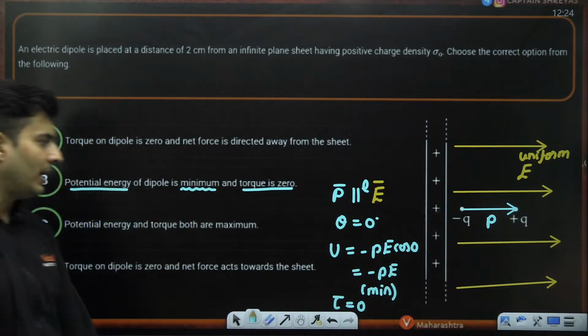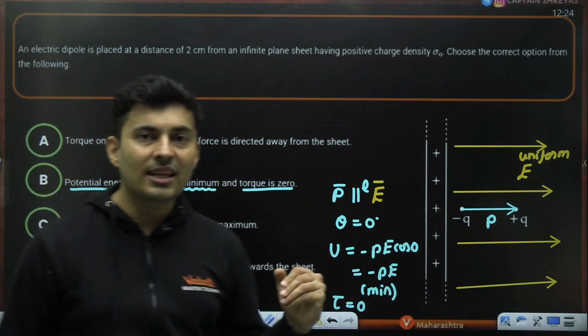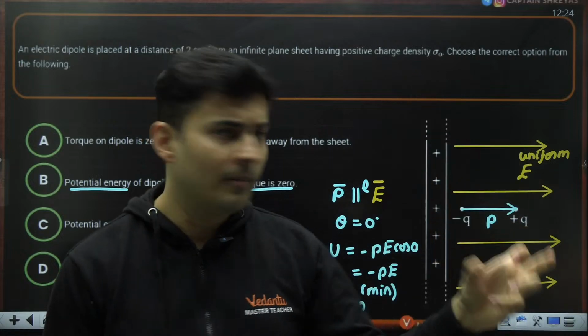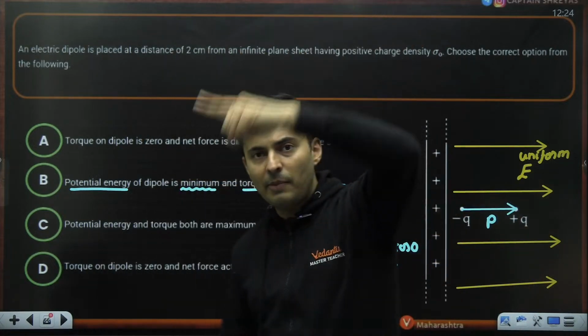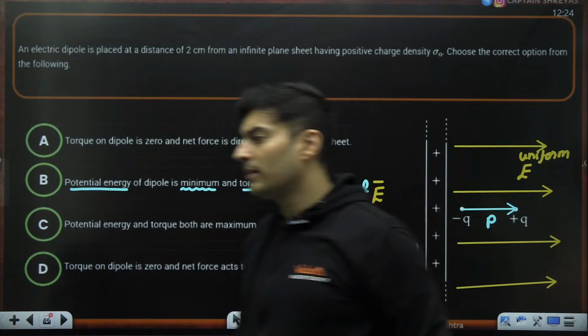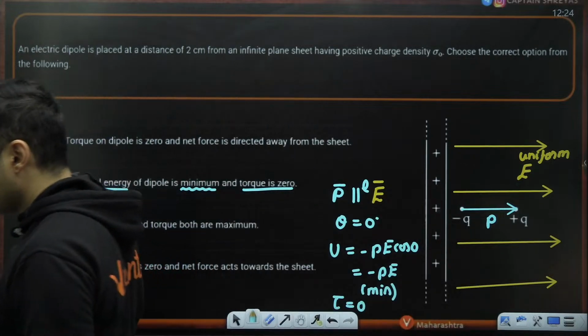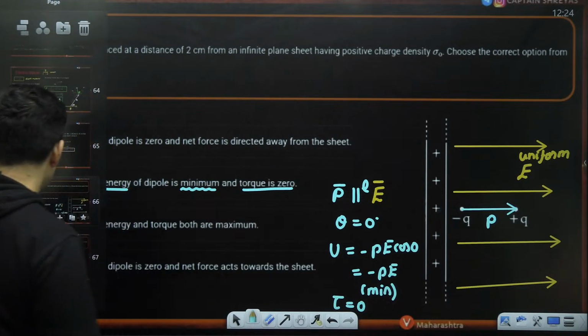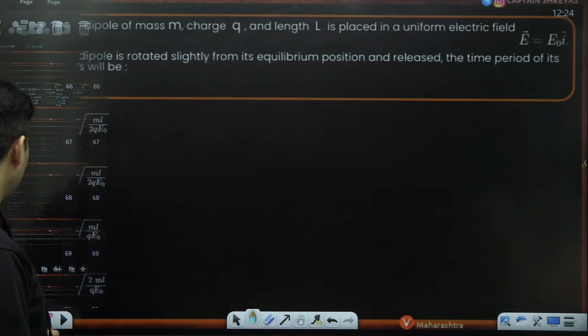No other option will match. Negative PE is the least energy. Positive PE is the maximum energy, which will come if the dipole was anti-parallel, meaning 180 degrees with the field. That would be unstable equilibrium. Perfect. Okay. Moving on to the next question, guys, on your screen.